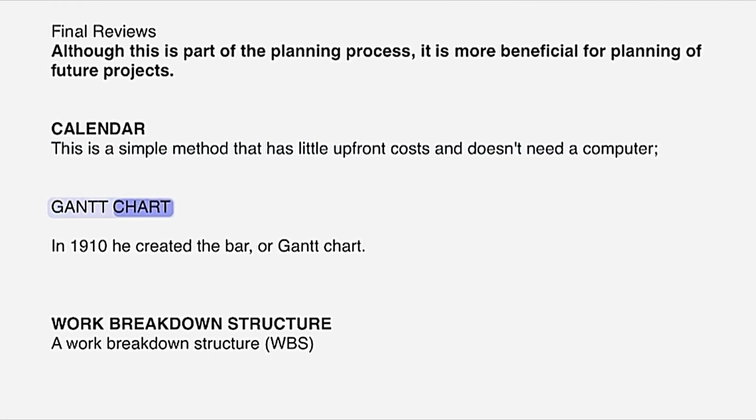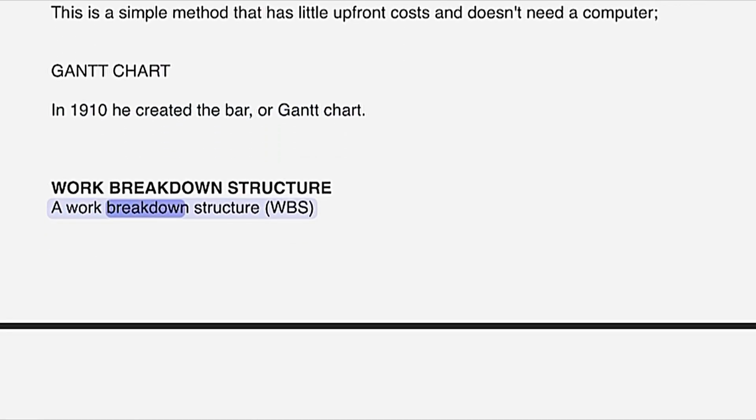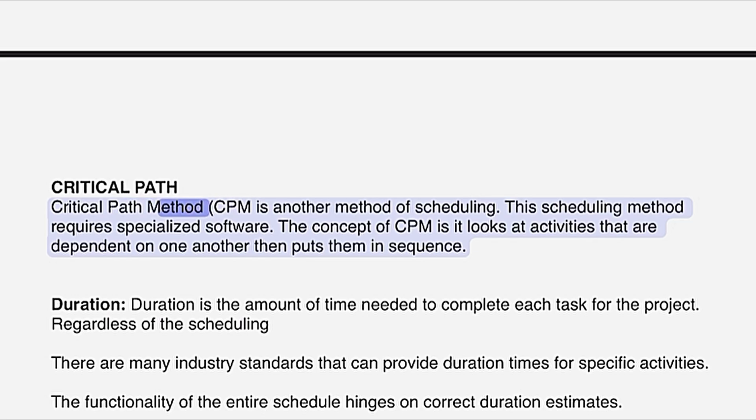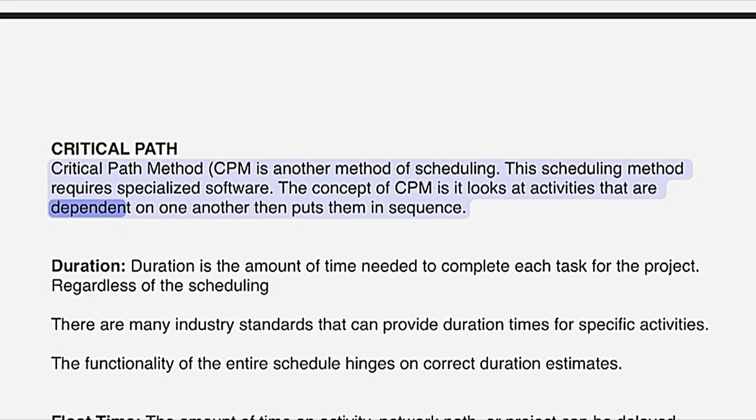Gantt chart. In 1910, he created the bar or Gantt chart, a work breakdown structure, WBS, critical path method. CPM is another method of scheduling. This scheduling method requires specialized software. The concept of CPM is it looks at activities that are dependent on one another, then puts them in sequence.